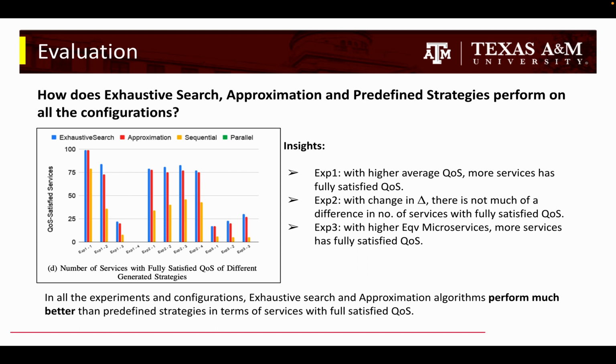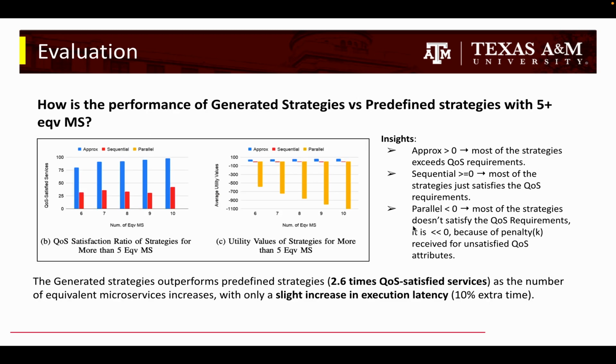The paper claims that strategies generated through approximation heuristics can yield more consistent QoS. In order to prove that, this experiment compares the existing predefined strategies with our newly proposed algorithm. Using the above configurations, each configuration has been run using 4 different algorithms. From the figure, we can clearly see that the number of QoS satisfied services is much higher compared to the predefined strategies. Till now, in the configurations we have seen, there are a maximum of 5 equivalent microservices. What if we have more than 5? How does our approximation algorithm perform in such a scenario?